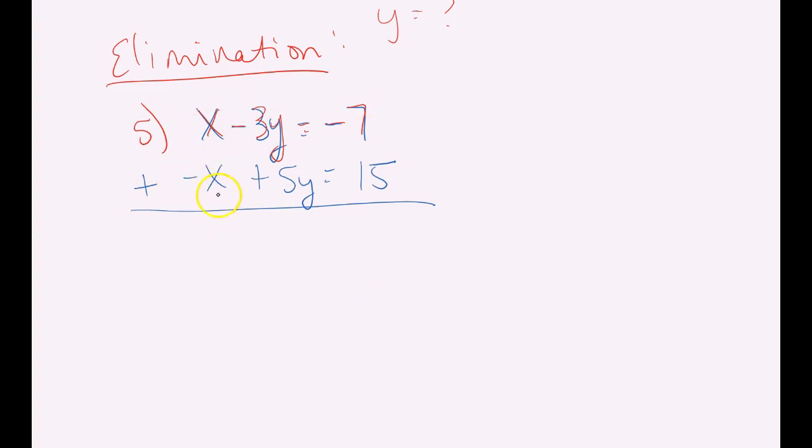See, x plus a negative x, that's gone. Negative 3y plus 5y is a 2y. And then negative 7 plus 15 is an 8. And then I just divide by 2, divide by 2. Okay, so I'm getting y equals 4 for the first one.